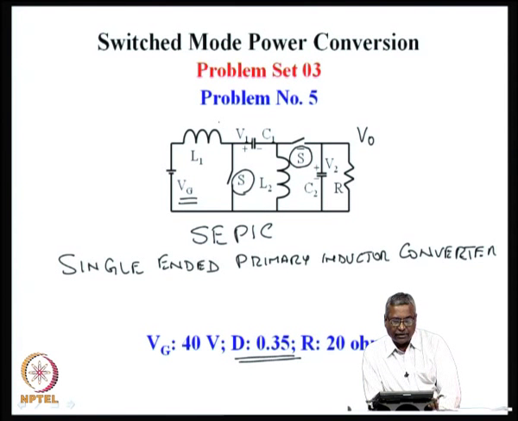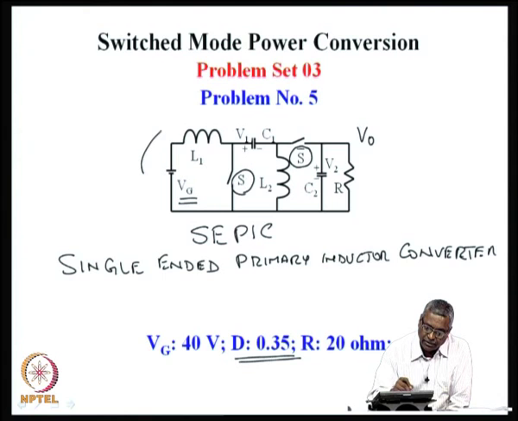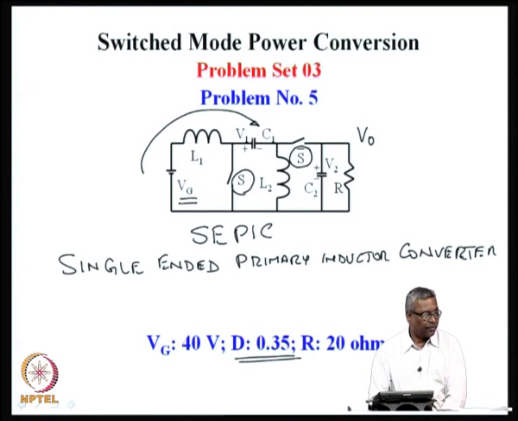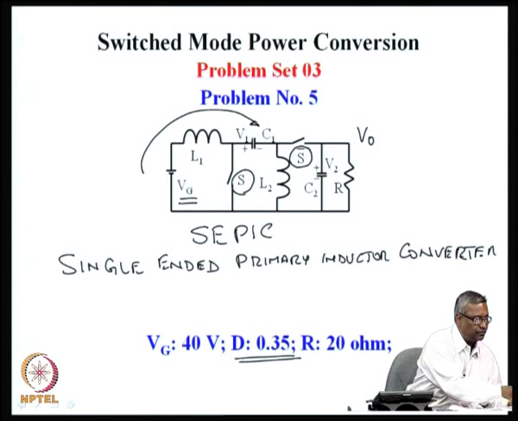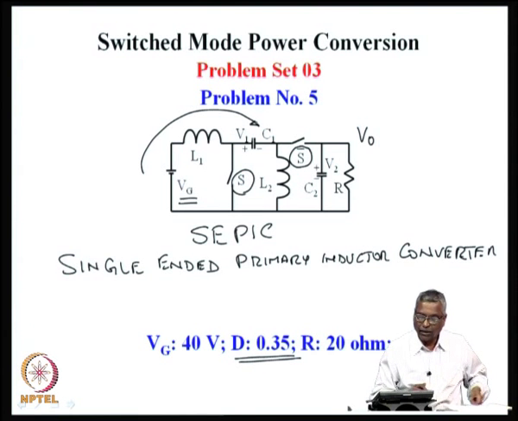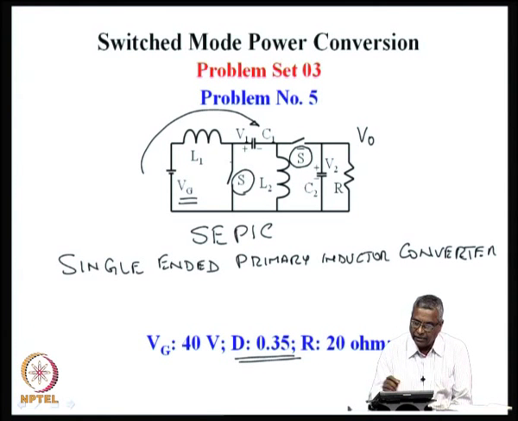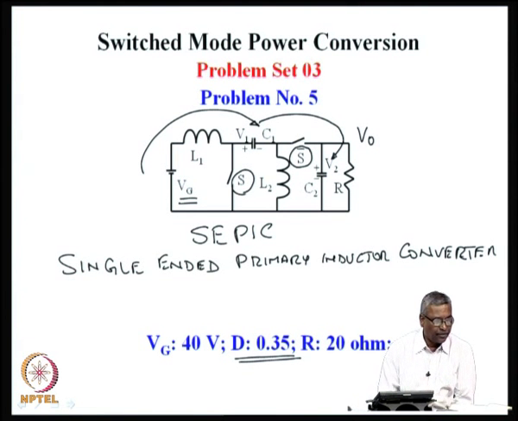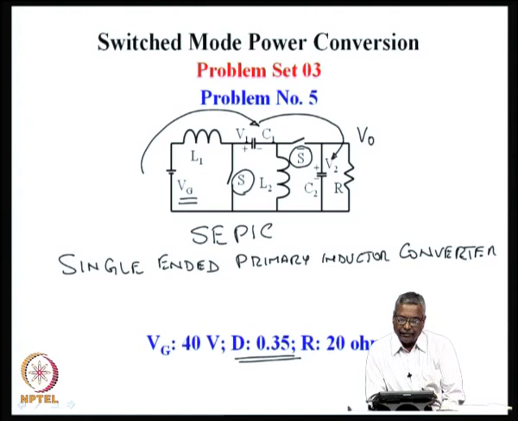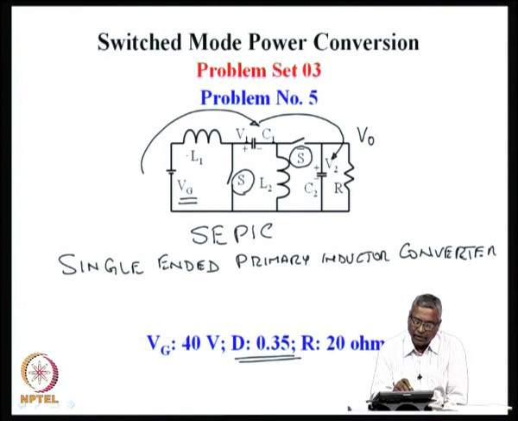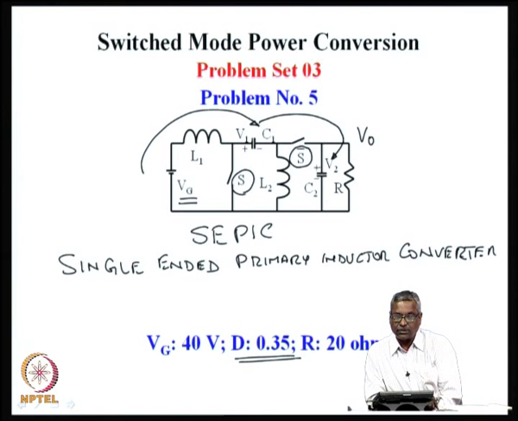So, in such a converter, again we might apply the same principles of volt second balance and find out the relationship between V1 to Vg and similarly V2 to Vg and so on. We have two inductors and we can apply the volt second balance on each one of them.